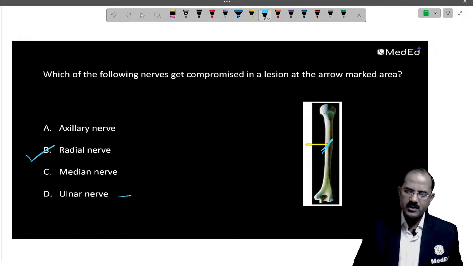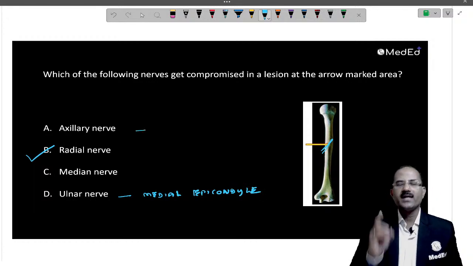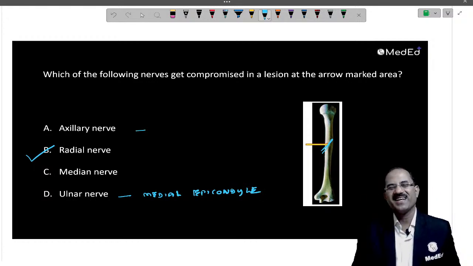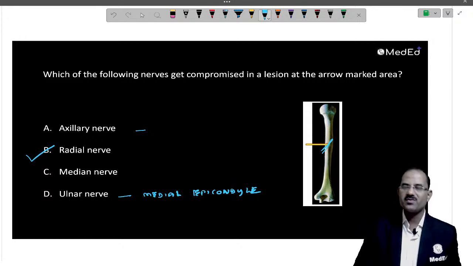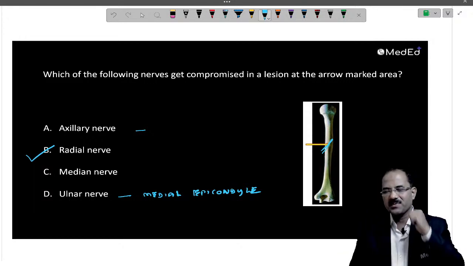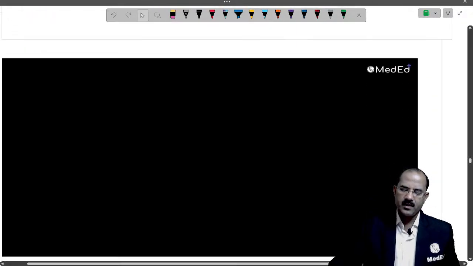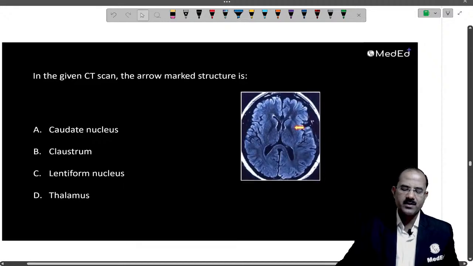The ulnar nerve lies behind the medial epicondyle. The axillary nerve winds around the neck of the humerus. Radial nerve lies in the spiral groove. The median nerve lies on the anterior aspect of the humerus. So the nerve is the radial nerve. That was an easy MCQ.